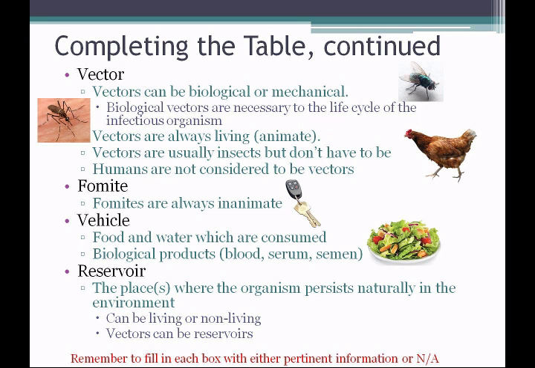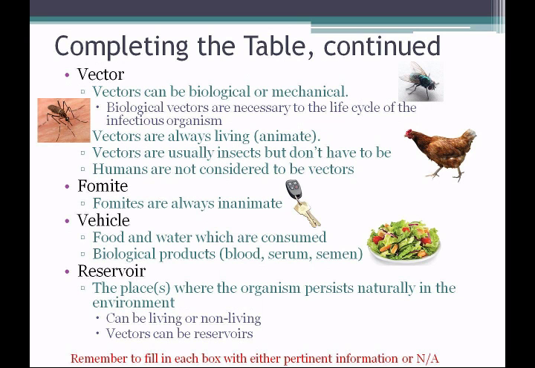Vehicles are food and water which are consumed, or biological products. For example, if you get stuck with a needle and in that needle was blood that carried HIV, the needle would be a fomite, but the blood would be a vehicle. In the case of vehicles, if you consume contaminated water or contaminated food, this would be a vehicle. You perhaps remember the Chi-Chi's outbreak in 2003 in Beaver, in which people were sickened by hepatitis A virus, and the vehicle in that case was green onions.